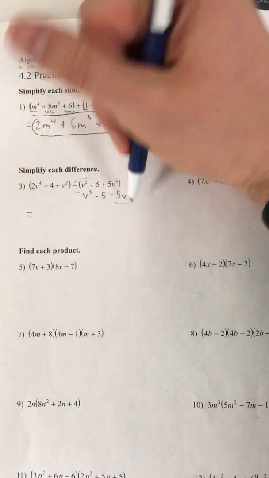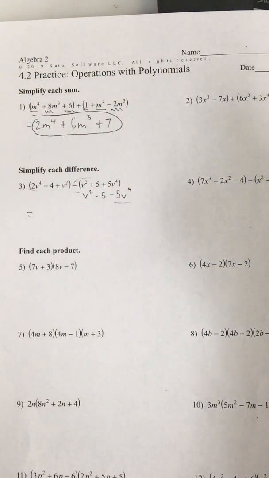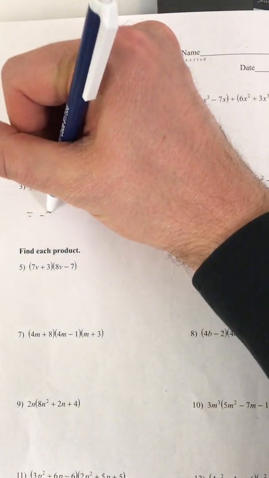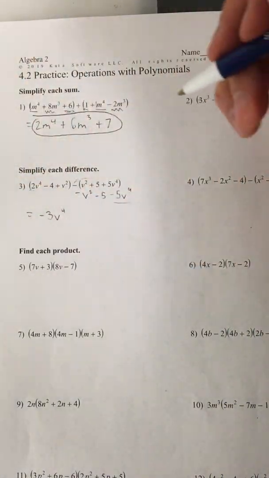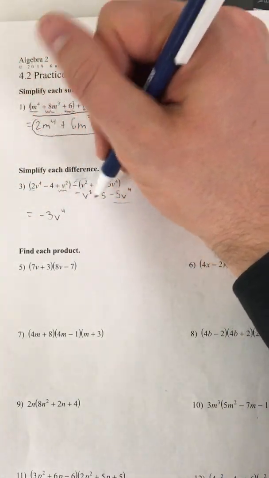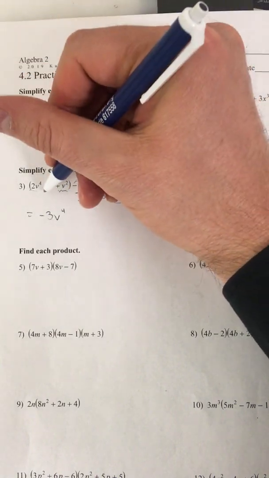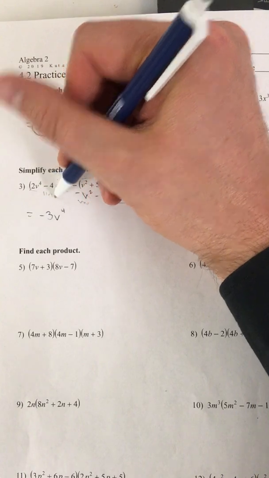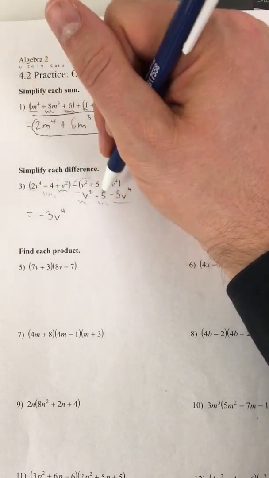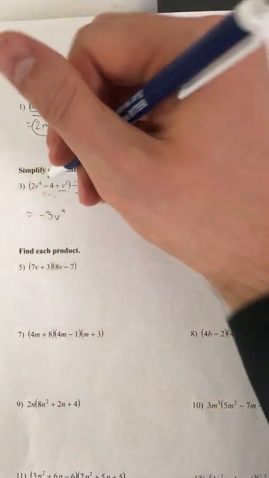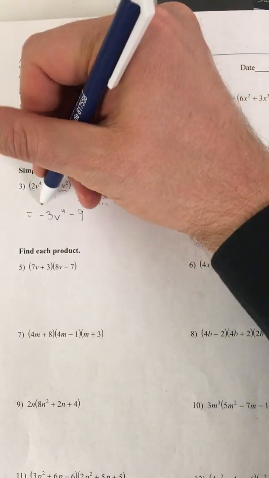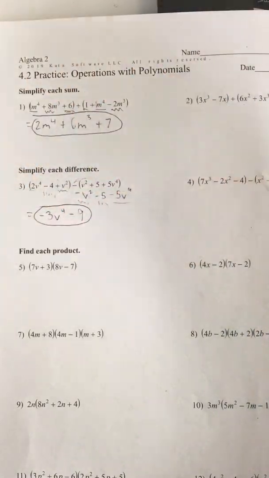2v to the 4th minus 5v to the 4th. What's that going to give me? Going to be negative 3v to the 4th. And then let's see, I have a v squared minus v squared. They're just going to cancel out. And then I have a minus 4 and a minus 5. Negative 4 minus 5, going to be negative 9. So my answer will be negative 3v to the 4th minus 9.